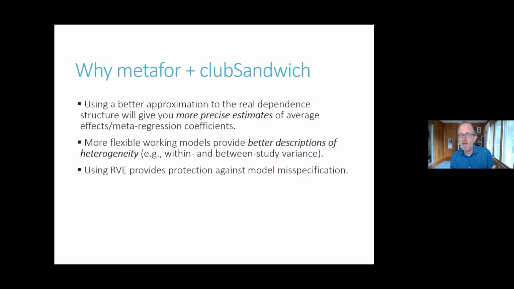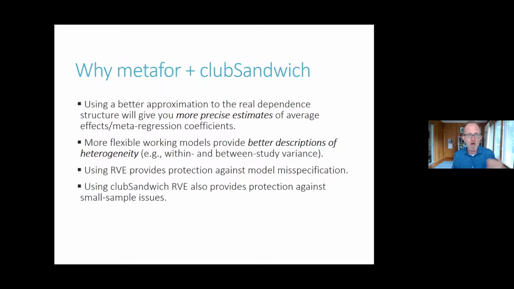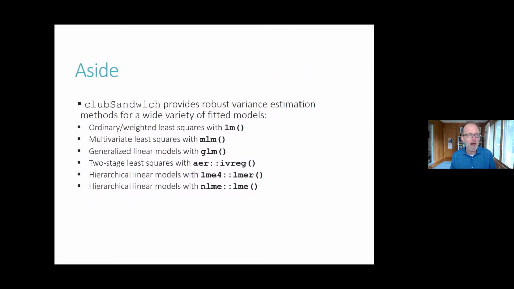And then using clubSandwich provides a degree of insurance or protection against model misspecification. It also provides protection against these small sample concerns. I'll mention too that the methods in clubSandwich are quite general. They can be used with a variety of other multi-level models and linear regression models. clubSandwich will work pretty much out of the box if you're fitting a regular linear regression model, a multivariate linear regression model, a generalized linear model, or an instrumental variables analysis with two-stage least squares.